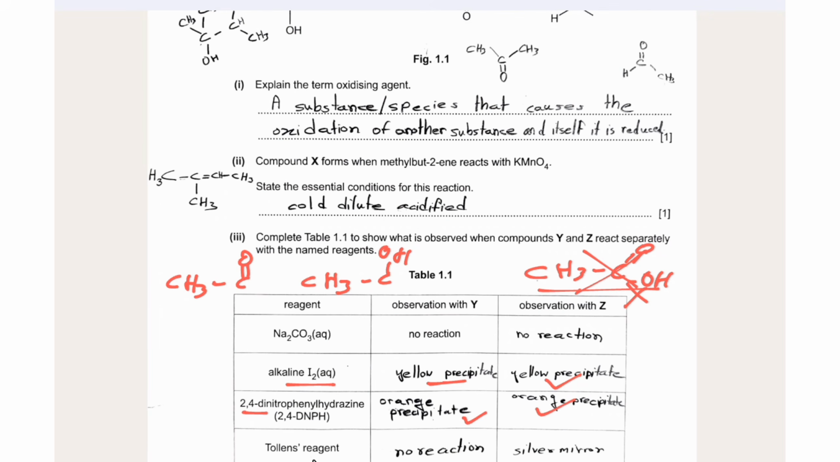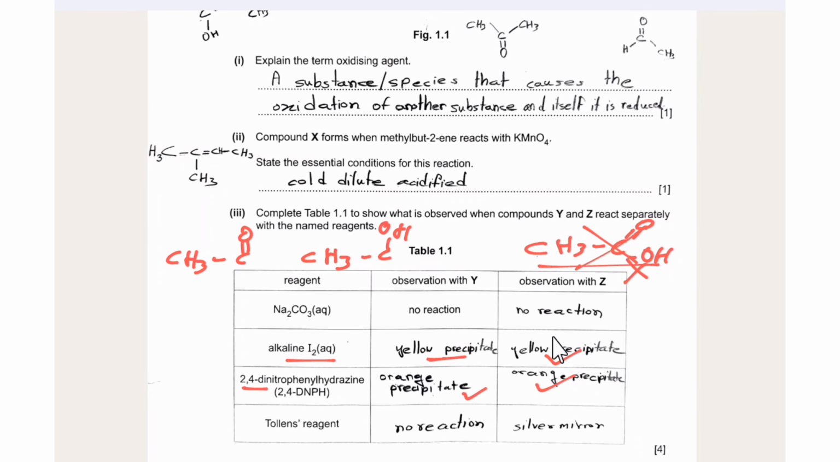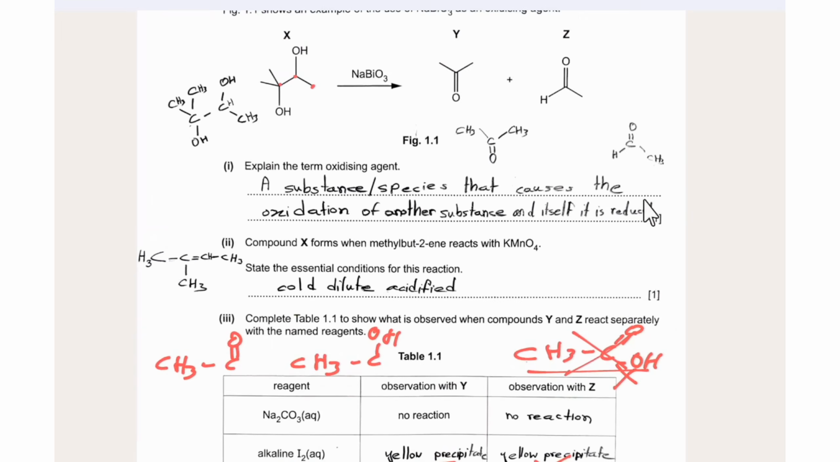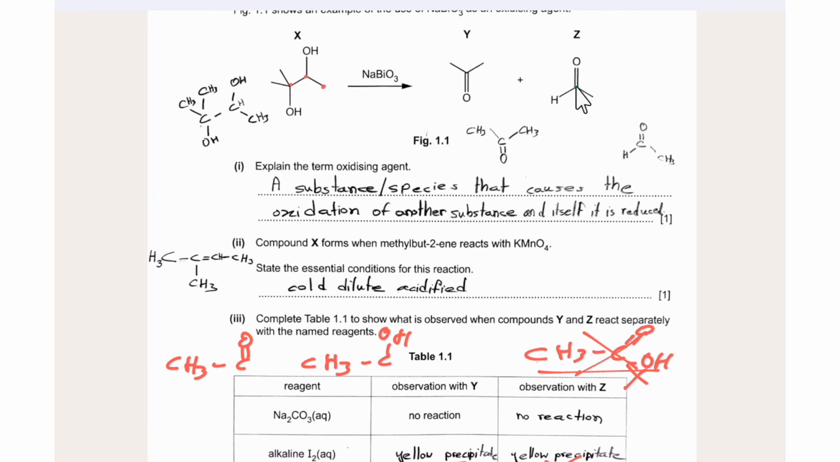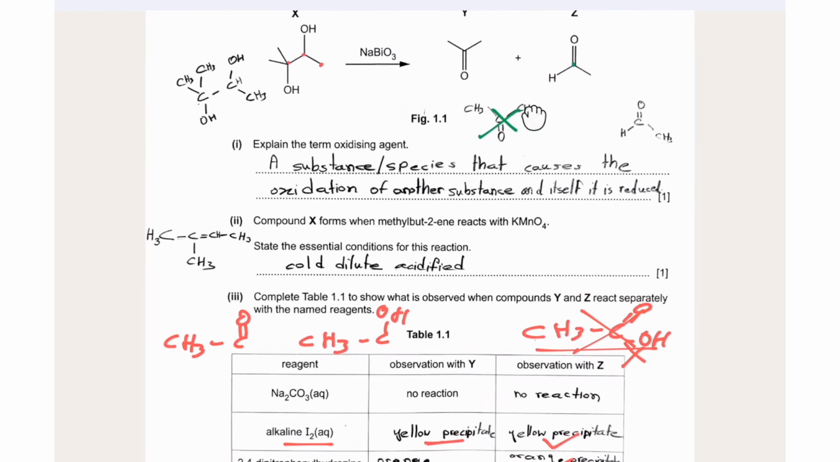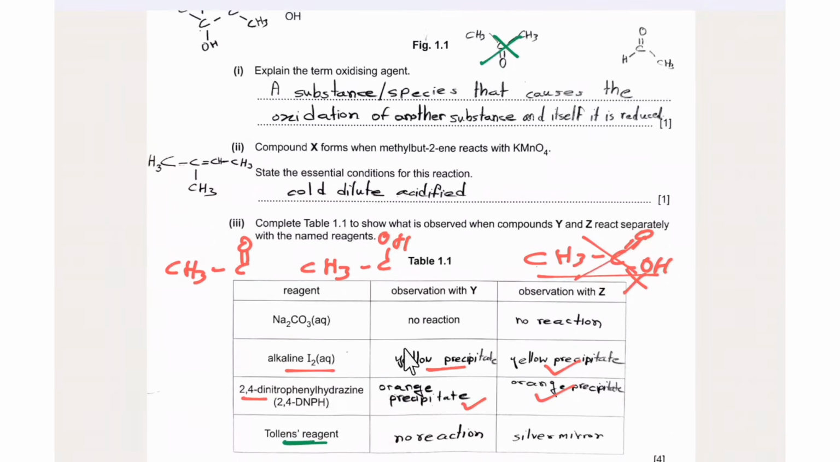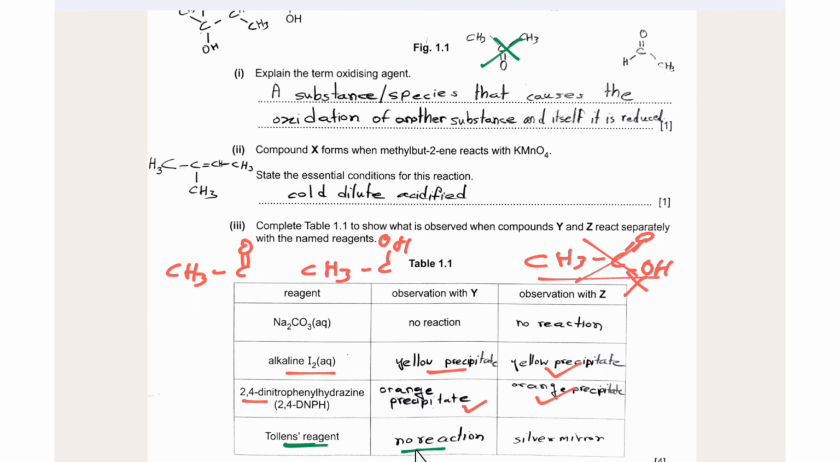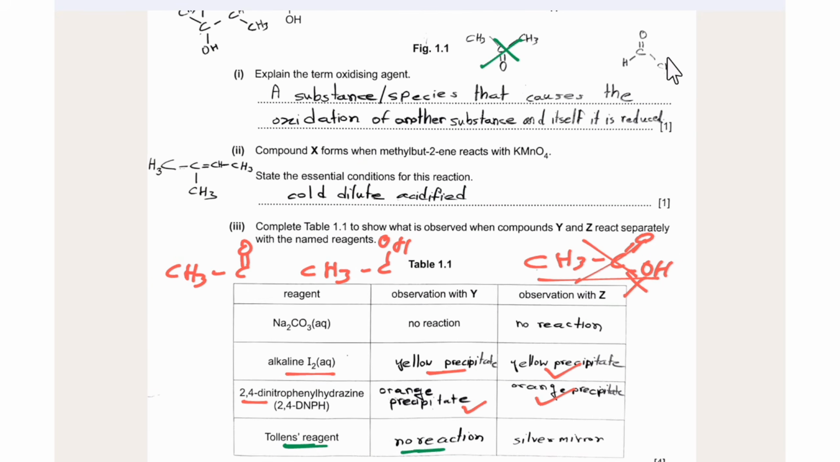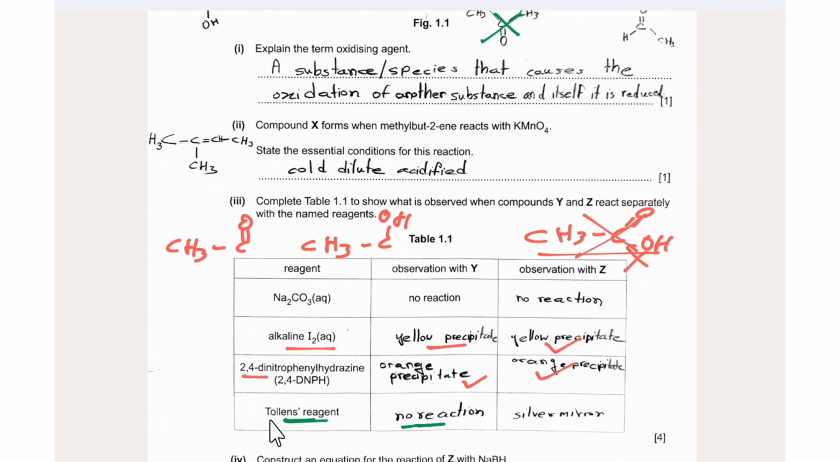Then Tollens' reagent is an oxidizing agent and it would react with aldehydes and not ketones. So Z contains an aldehyde group but Y contains a ketone, so Y does not react with Tollens' reagent. But since Z contains an aldehyde group, it would react with Tollens' reagent to form a silver mirror.